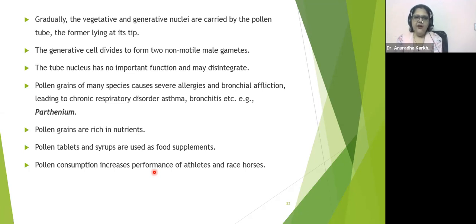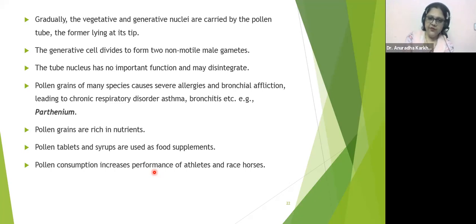Okay. We saw now the generative cell, tube cell, two male gametes. The more nuclei present in one cell, the more would be the nourishing capacity, which we have seen in the tapetum also. Tapetum was also multinucleate and it could nourish the developing pollen grains. So the more the number of nuclei, the more the nutrition. Okay.